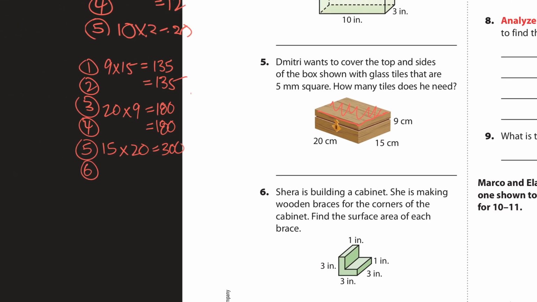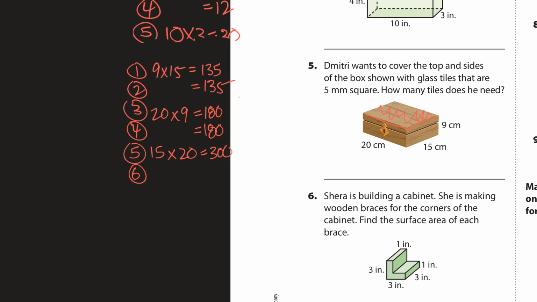And so that total should be, let's see, 135 plus another 135 plus 180 plus another 180 plus 300. That's 930. So this area that we need to cover is 930 square centimeters. Now, we have these tiles, and each side is 5 millimeters. So that means the area is 25 square millimeters, and we're going to use that.